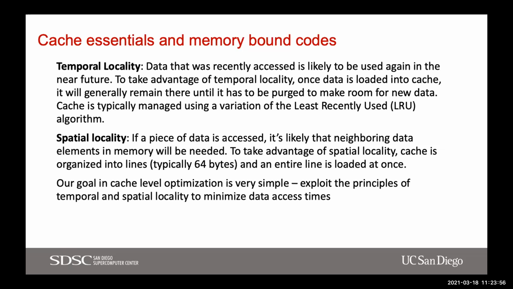Once we load data into cache, we want to make sure that data that was recently accessed is going to be used again. So the idea of temporal locality is once data is in cache, it's likely that you're going to use it again. Spatial locality means that if a piece of data is accessed, it's likely that neighboring data elements will also need to be accessed. So to take advantage of spatial locality, cache is organized into lines. Here I say typically, but in modern processors, I've never seen anything other than a 64-byte line. And an entire line is loaded at once.